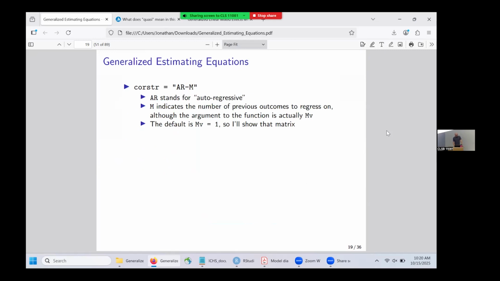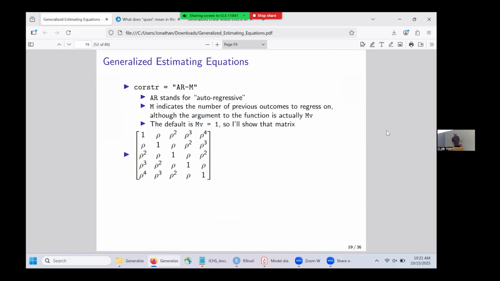Slightly more complicated, AR-M. So AR stands for autoregressive. M indicates the number of previous outcomes to regress on. But the argument in the gee function is actually Mv, and the default is Mv equals 1. So I'm just going to show what that matrix looks like. So here, again, along the diagonal, we just have ones because it's a correlation matrix. If we go one step off of the diagonal, we have rho. So if we're talking about the correlation between observations that are one step apart, whatever step might mean, we're assuming they have the same correlation. As soon as we go to two steps, we have rho squared.